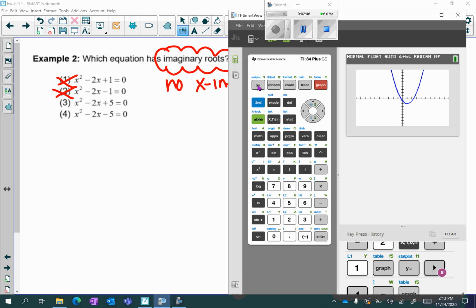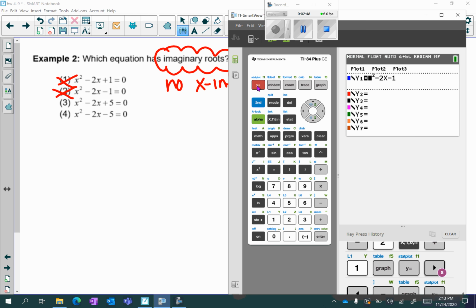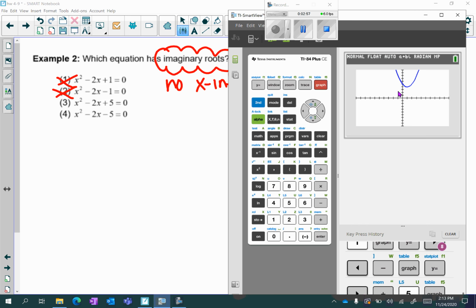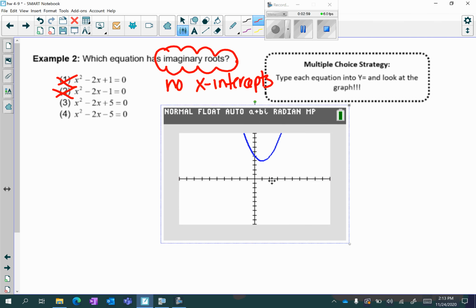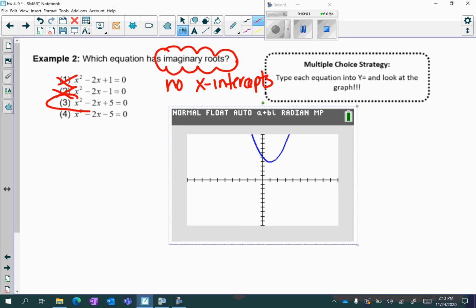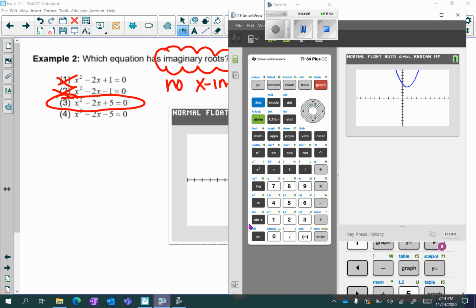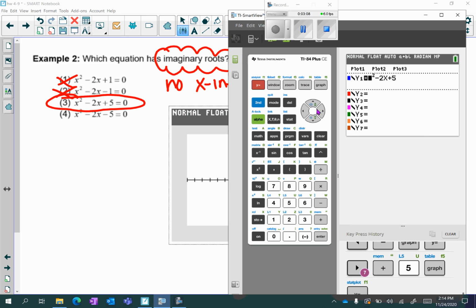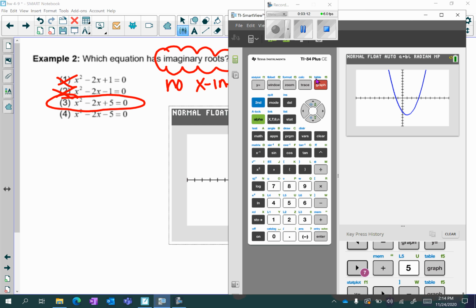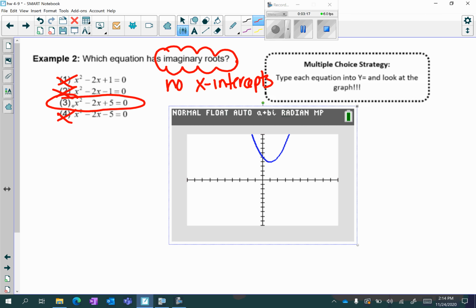Go back to my calculator, go back to my y equals, x squared minus 2x plus 5 this time. Hit graph. And as you can see, there are no x-intercepts here, so my answer should be choice 3. If you want to be sure, you could just check out choice 4 to confirm. It would be a minus 5, and if I hit graph there, I have x-intercepts, so it is not choice 4.